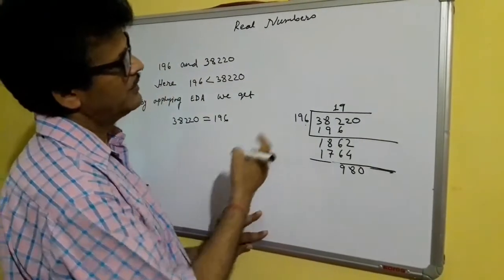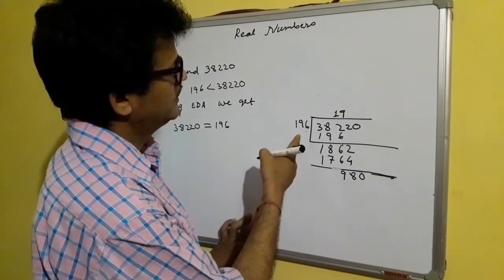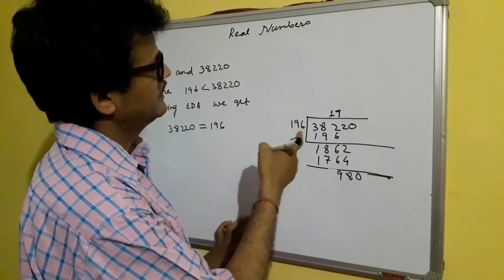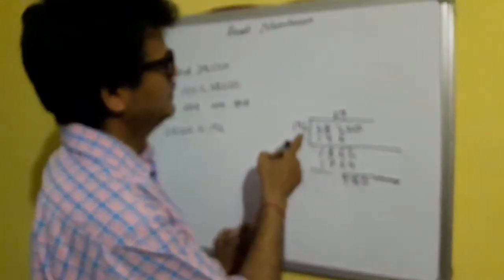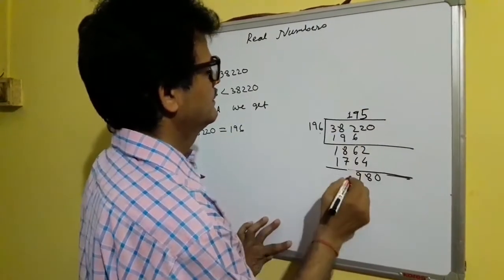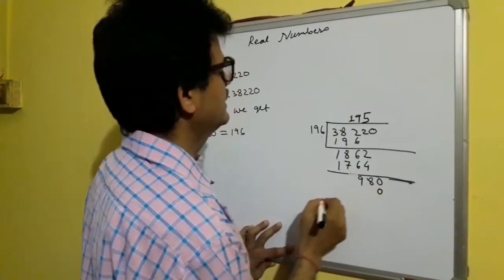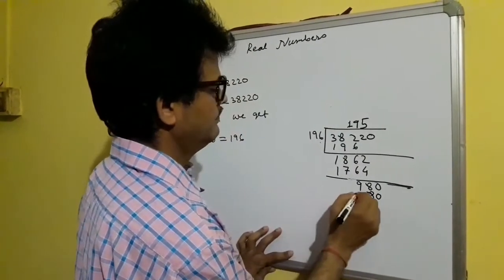Now how many times of 196 is 980? So you take different numbers and multiply to get this. It will be 5 times. 5 sixes are 30, 0, carry 3, 5 nines are 45 plus 3 is 48, carry 4, 5 ones are 5 plus 4 is 9.